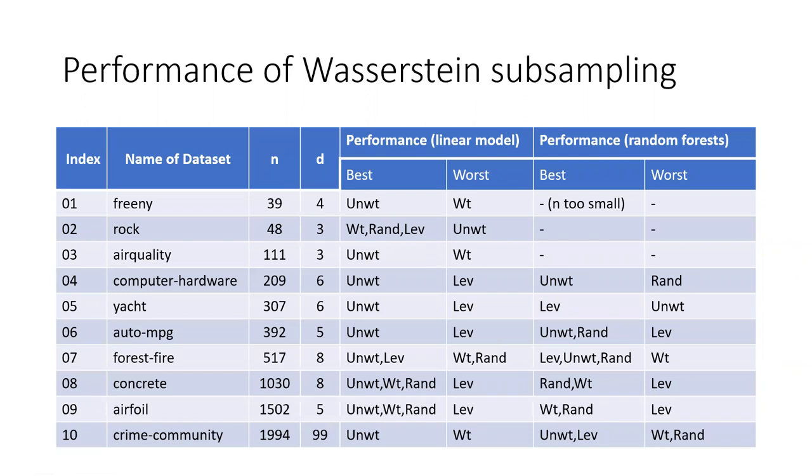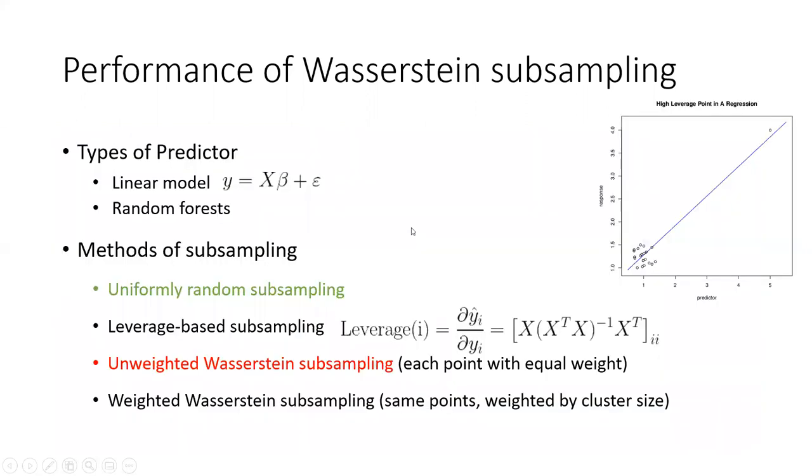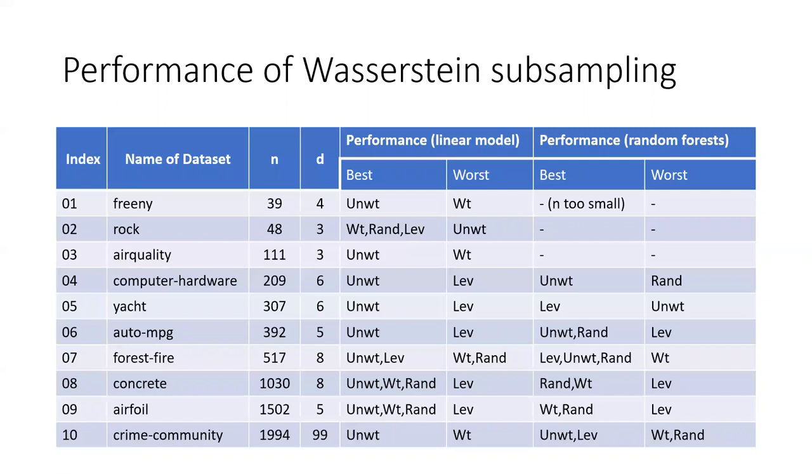So the results are shown here basically. For the linear model, we're somewhat happy to see that using the unweighted version of the Wasserstein subsampling, the results are good. In fact, in all the cases we have found, it's the performance of unweighted Wasserstein subsampling.